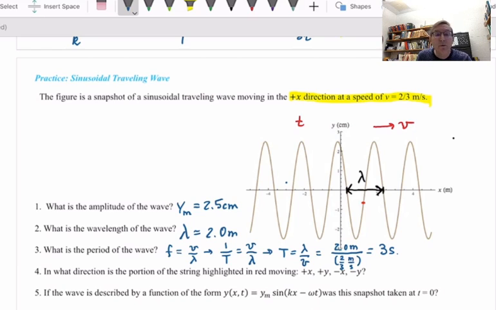Okay? The period of the wave is 3 seconds. The frequency then would be 1/3 of a hertz, 1 over the period.